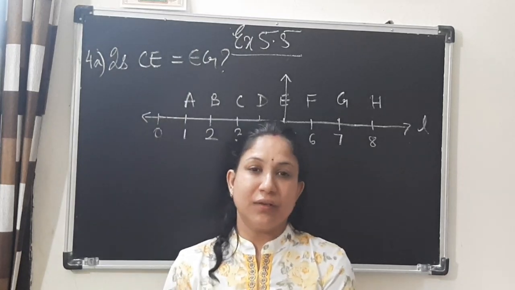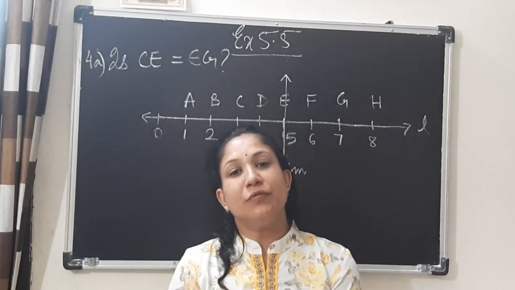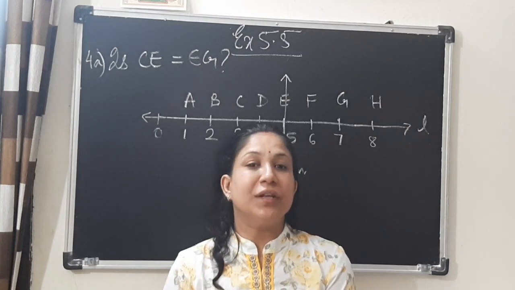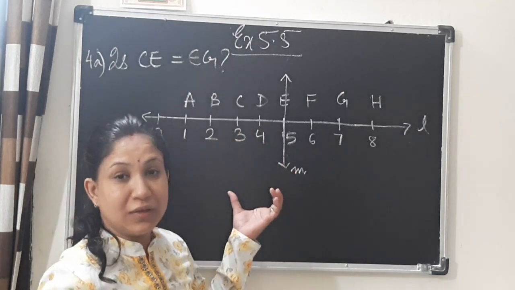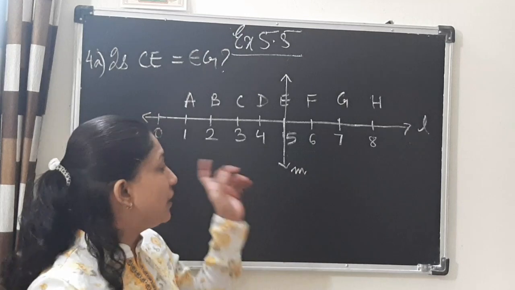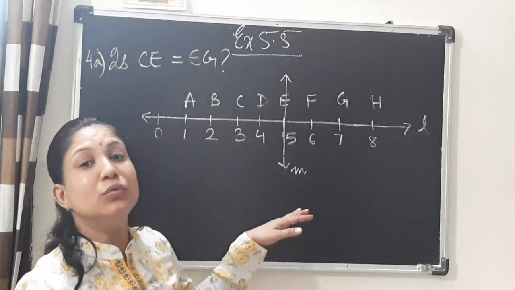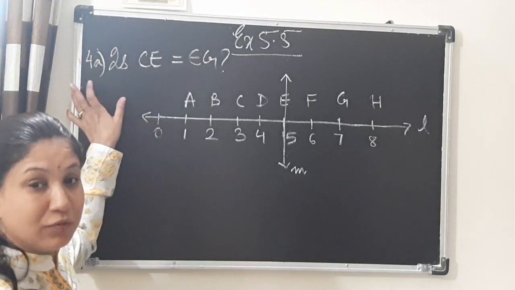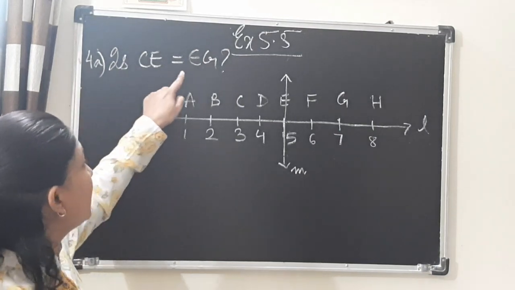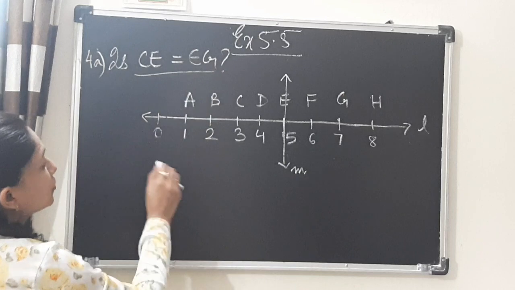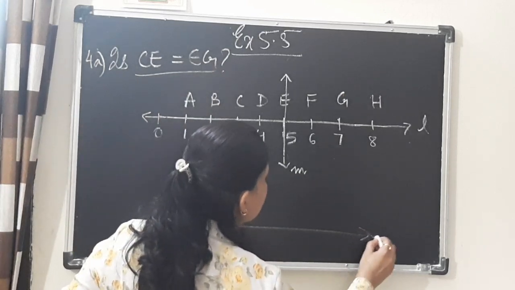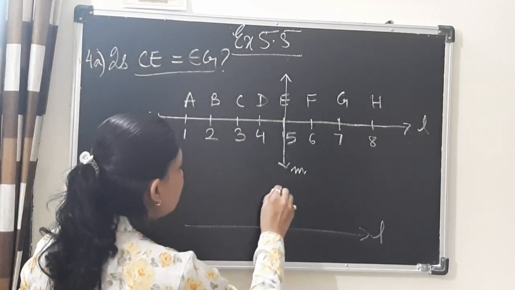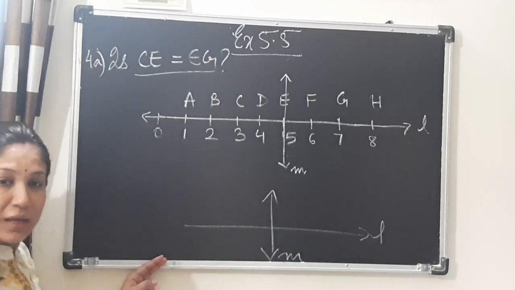Now let us understand question number 4. In the fourth question it is given to study the diagram. One diagram is given and one piece of information is given: line L is perpendicular to line M. So you have to first find out, the first part of the question, whether CE equals EG. See here, this is line L perpendicular to line M.